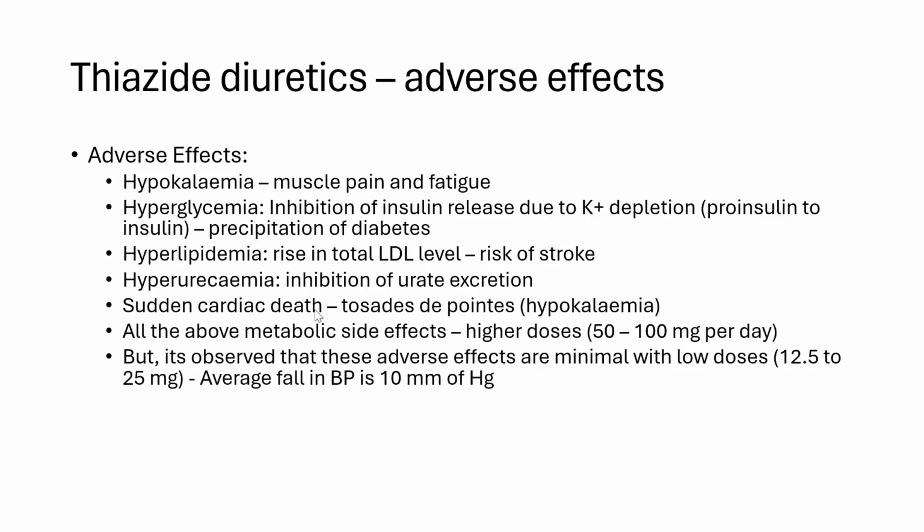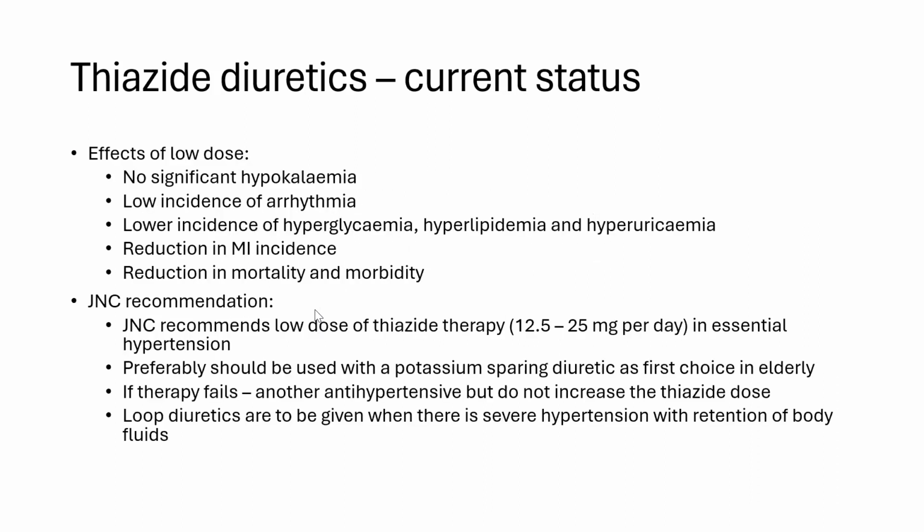Means if you are taking a low dose of diuretics, such as 12.5 to 25 mg, then the average fall of BP is 10 mmHg with minimal associated adverse effects. Okay. And what is the current status of thiazide diuretics in the pharmacotherapy of hypertension? If we're talking about the effect of low doses: no significant hypokalemia, no incidence of arrhythmia, lower incidence of hyperglycemia, reduction in MI incidence, and reduction in mortality.